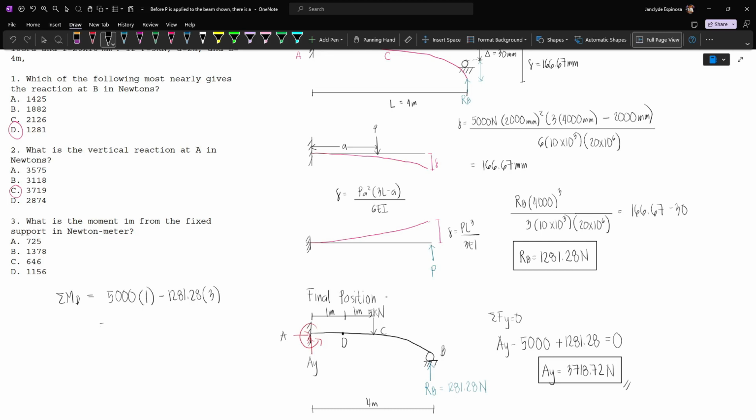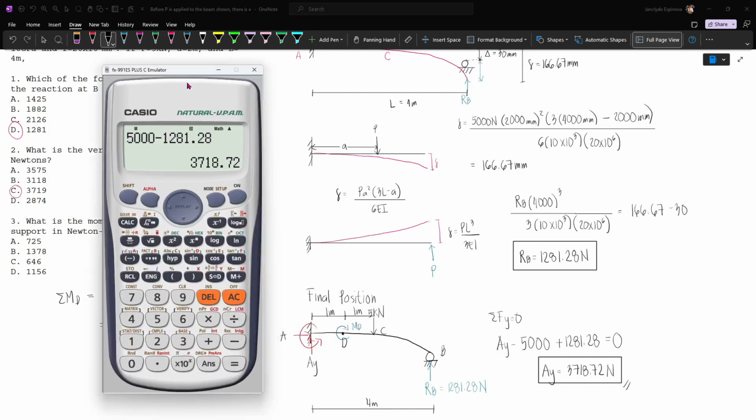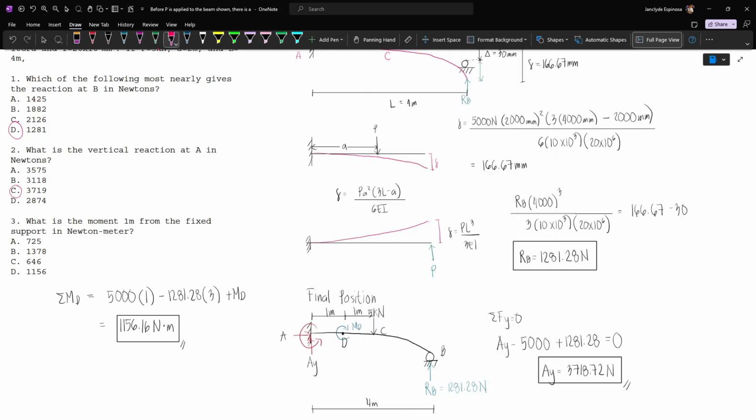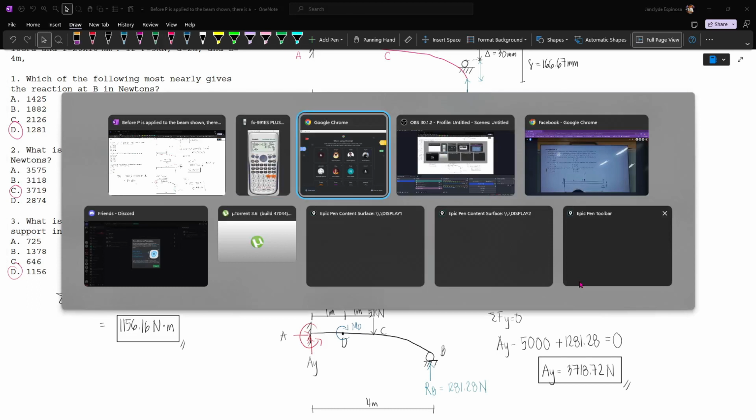By the way, we have a reaction moment here, which, since we are taking from the right, is clockwise. So this is MD. So plus MD, this now becomes 5,000 times 1 minus 1281.28 times 3 plus MD equals 0. We now have 1156.16. And so our answer is letter D. Since the answer is negative, this means that our assumption is wrong, and the moment is actually counterclockwise.